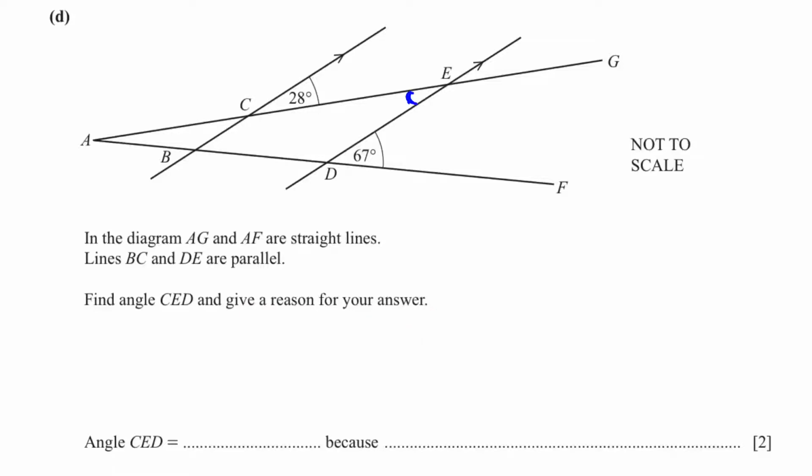CED is this angle. CED will equal 28. And the reason is alternate angles are equal. Whenever you have a Z shape, see there's a Z shape here, this angle will equal this angle. The reason being alternate angles are equal.